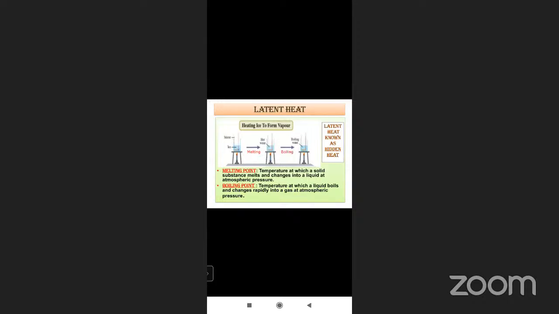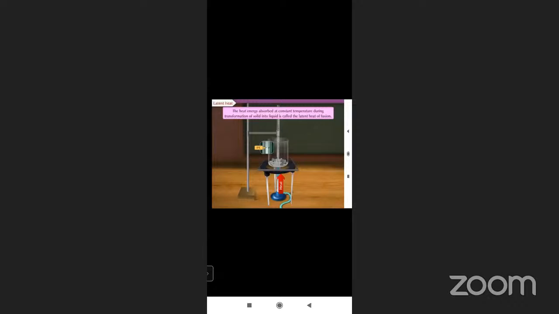What is melting point? The constant temperature at which the ice converts into water is called the melting point of ice. And what is boiling point? The constant temperature at which the liquid transforms into gaseous state is called the boiling point of the liquid. So these are the two definitions. One is for the melting point and one is for the boiling point.